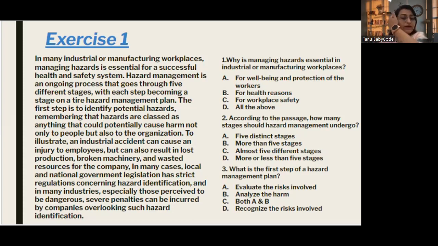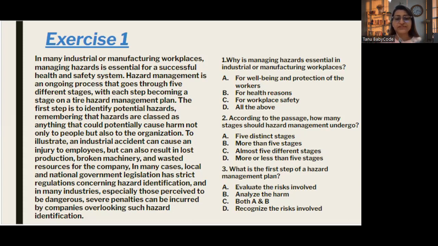Second says, according to the passage, how many stages should hazard management undergo? So they are asking about the different stages here. Second statement says hazard management is an ongoing process that goes through 5 different stages. So they are mentioning distinct stages. So option number A. What is the first step of a hazard management plan? What is the first step?